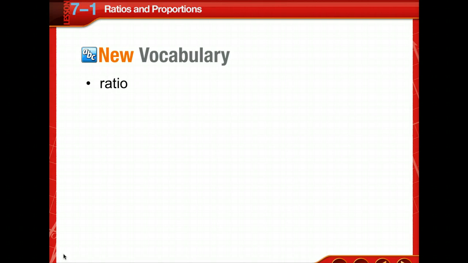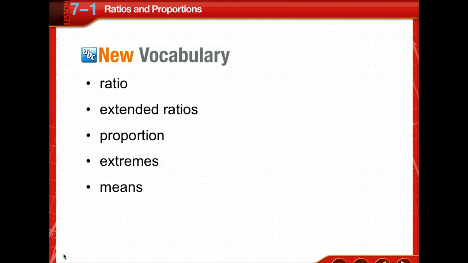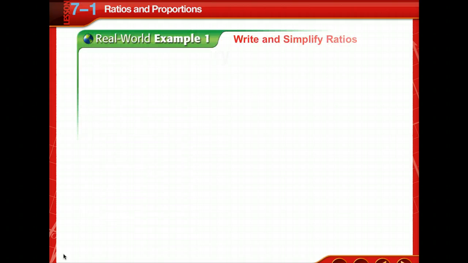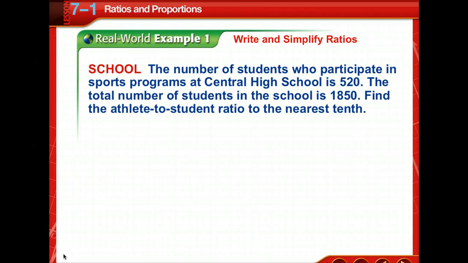Okay, we have 6 new vocabulary words today: ratio, extended ratios, proportion, extremes, means, cross products. A ratio is a comparison of two quantities using division. The ratio of quantities A and B can be expressed as A to B, or it can look like a digital clock where it has A and then 2 dots and a B, or it can be written as a fraction, A over B, where B is not equal to 0. Ratios are usually expressed in simplest form.